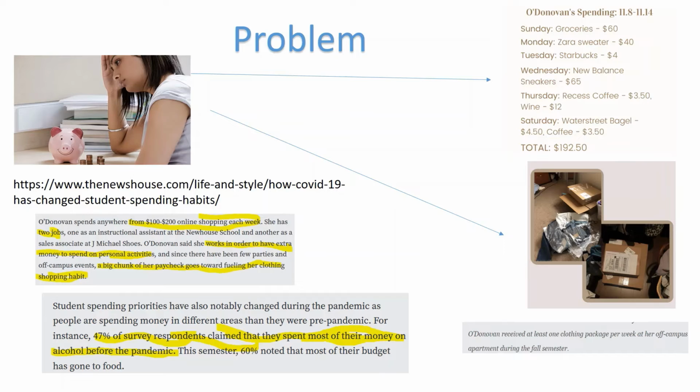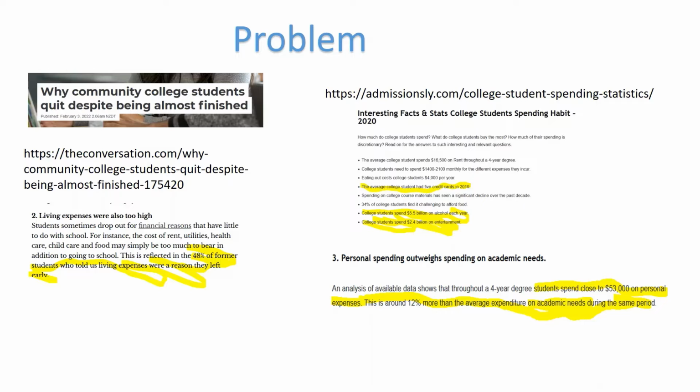The problem we are having is that students overspend their money without thinking about it. We have an example of a student buying lots of clothing online and overspending every week. We can also see that financial issues from overspending can lead students to drop out of university because of high financial costs.